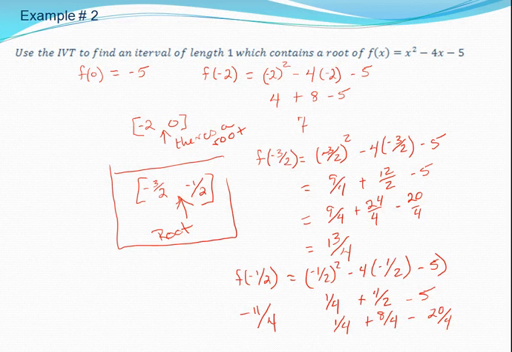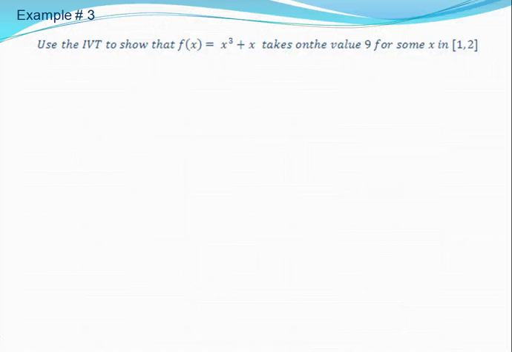It's important to notice, though, the intermediate value theorem didn't help me find my root. It simply guaranteed that I would find my root. Now in this example, I'm asked to use my intermediate value theorem to show that my function of x, x cubed plus x, takes on the value of 9 for some x in the interval from 1 to 2. So what they're saying is that somewhere in this interval, there's an f of c that is equal to 9, and I just have to prove it.